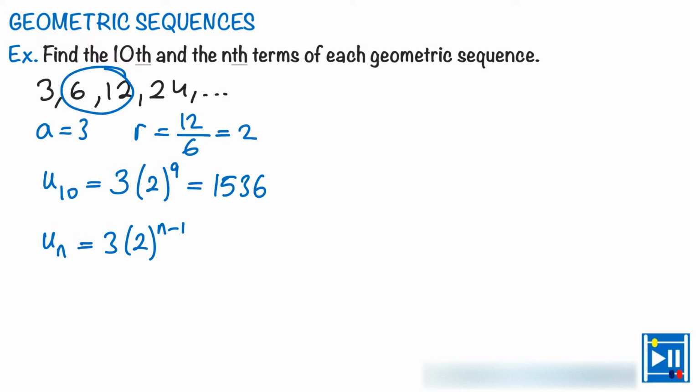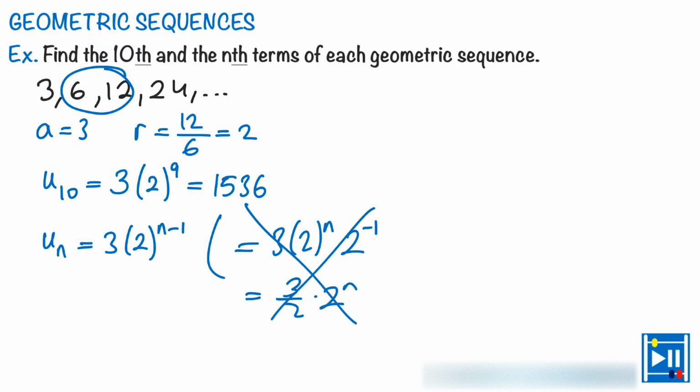I don't need further simplification, like, this is 3 times 2 to the power of n and 2 to the power of negative 1. So this must be 3 over 2 times 2 to the power of n. We don't need any of these. This is more than enough.